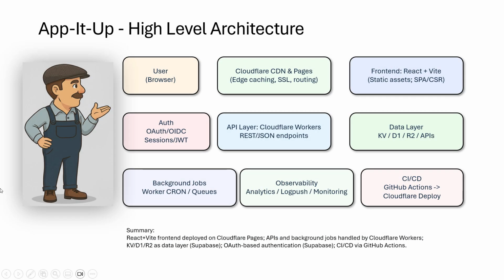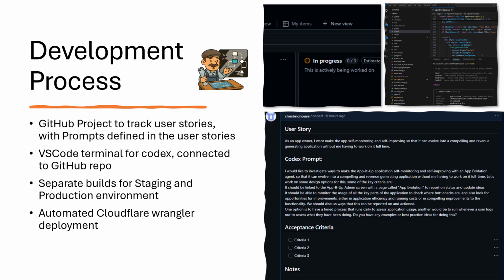Just in terms of finishing off, this is the architecture, actually also generated by GPT-5. You can see the main components that we've got in the architecture here. React and Vite front end. We use Cloudflare and Supabase in the back end. And from an actual development process point of view, I'm storing the code in GitHub. Also use a GitHub project to track the user stories using a Kanban board.